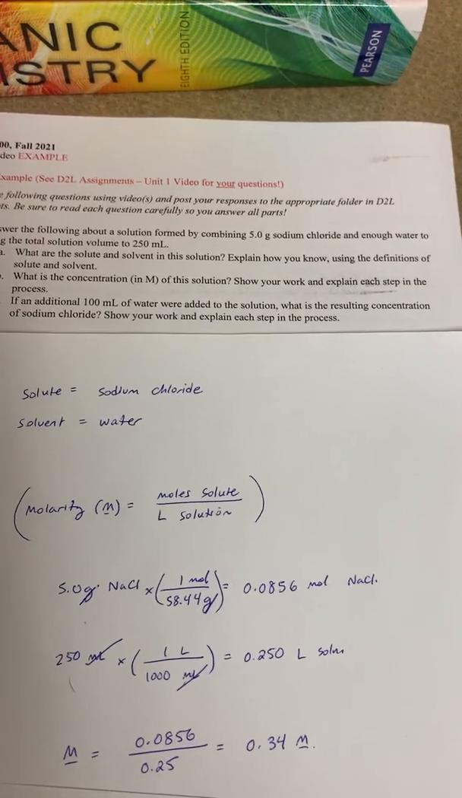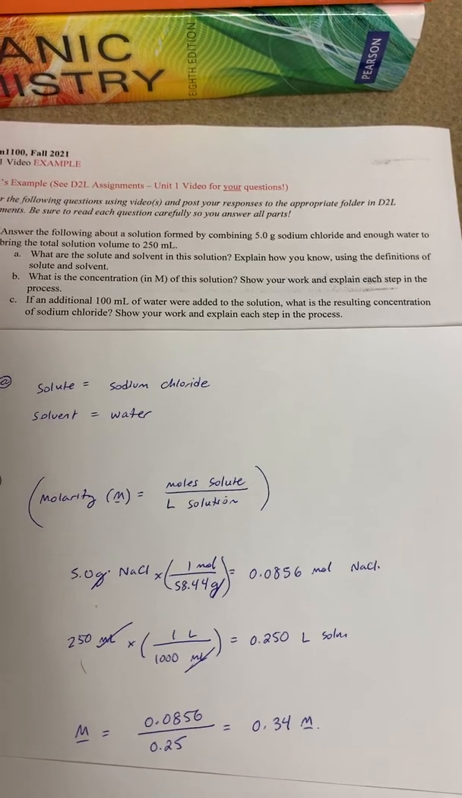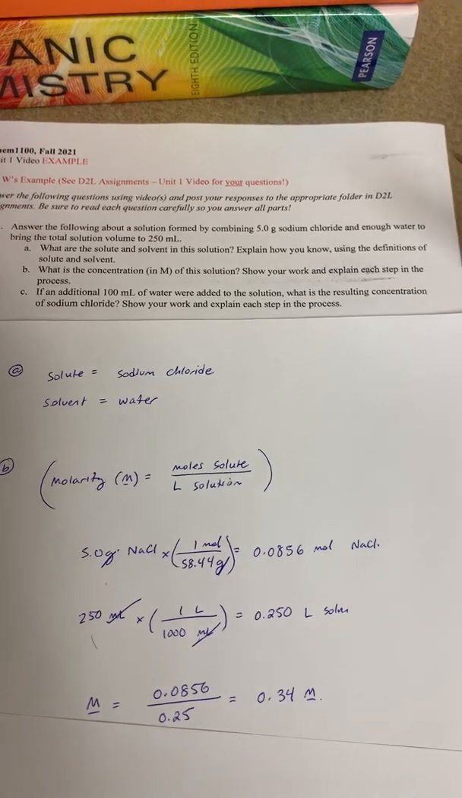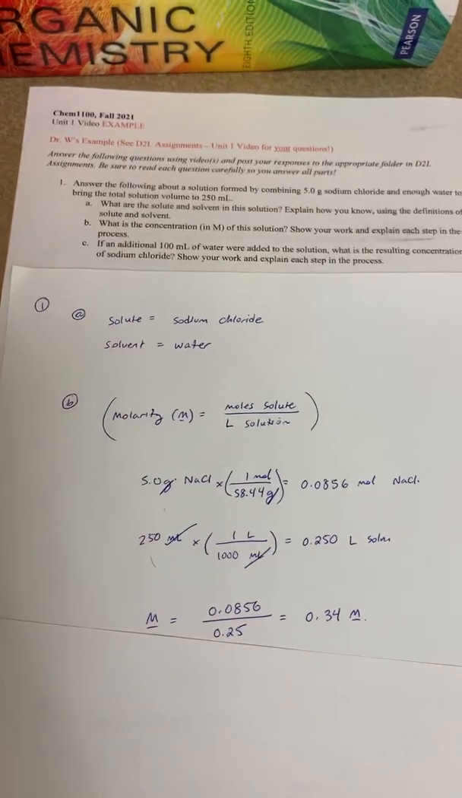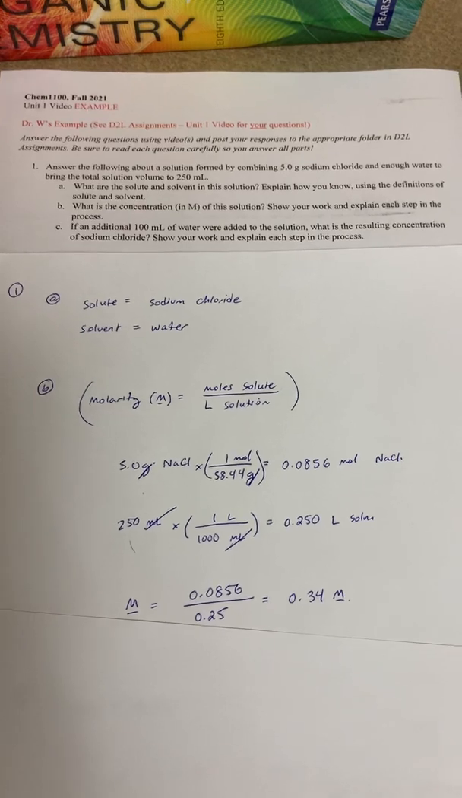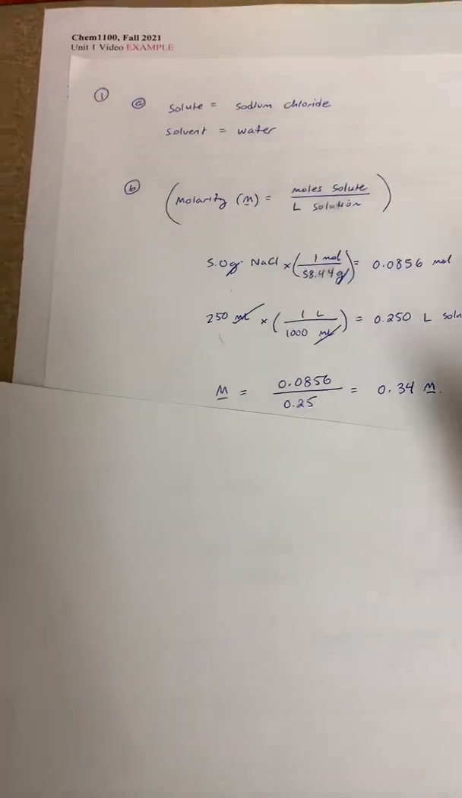Part C then asks me if an additional 100 milliliters of water were added to the solution, what is the resulting concentration of sodium chloride? Show your work and explain each step in the process. When I think about this, adding additional water means I'm doing a dilution problem. So I'm going to set this up using the dilution formula. I've got that written down here.